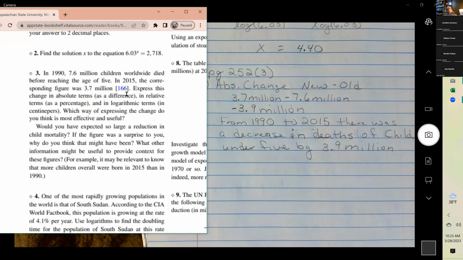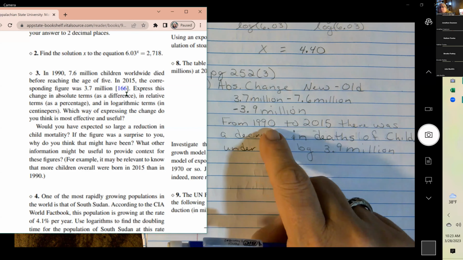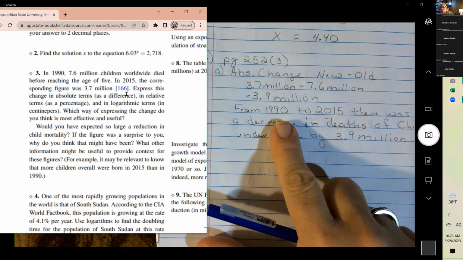But absolute change keeps the same units. So it's million children's deaths under the age of 5. So this kept the same units. The other two do not.